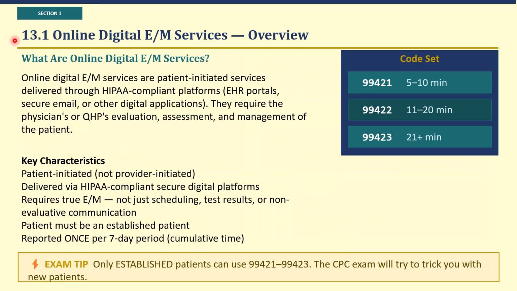Let's go to the first category, that is online digital EM services. It includes 3 codes, 99421, 22 and 23. The times are 5 to 10, 11 to 20 and 21 plus. So what are the online digital EM services?